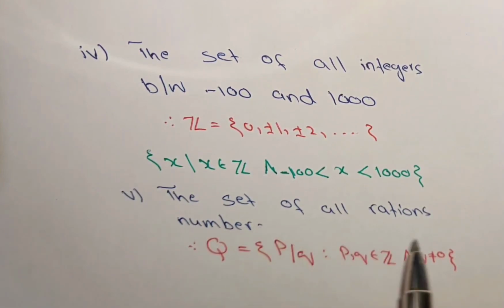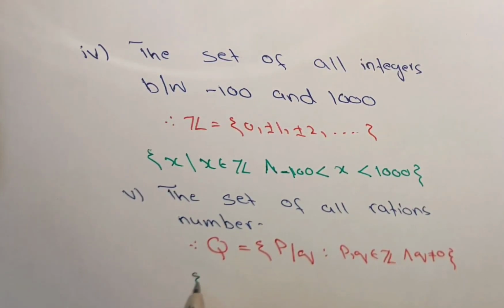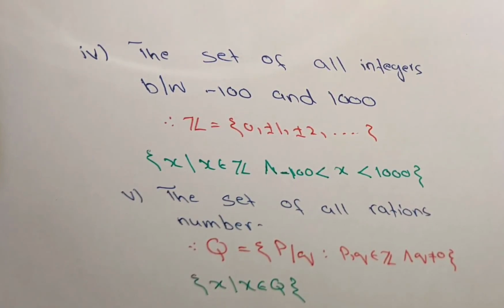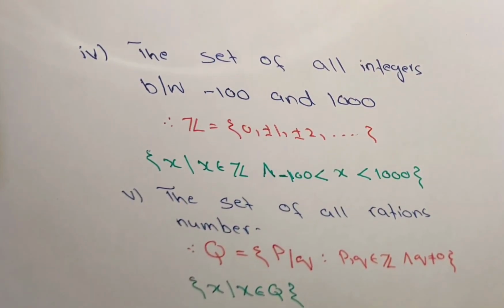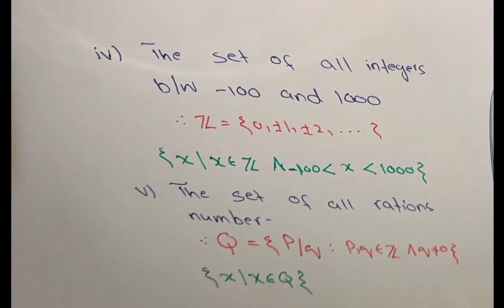Now how can we write the set of rational numbers in set builder form? We can easily write that we are taking an element x such that x belongs to the set of rational numbers. This is all simple. We have no limit here, so we don't need to write it in limit form. In this way, you can easily write any set in set builder form.